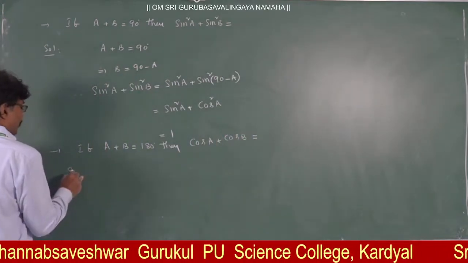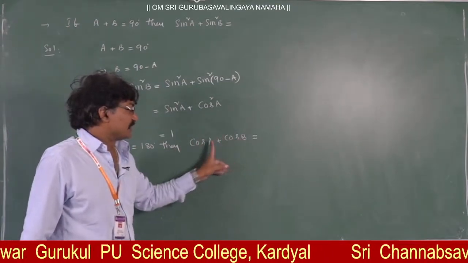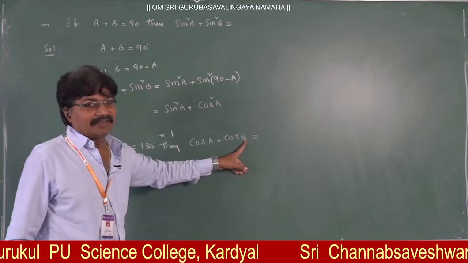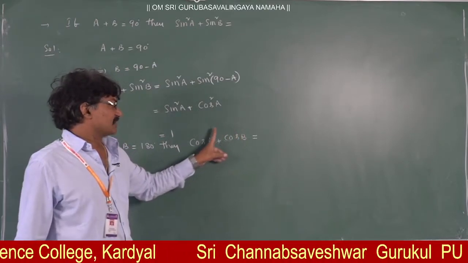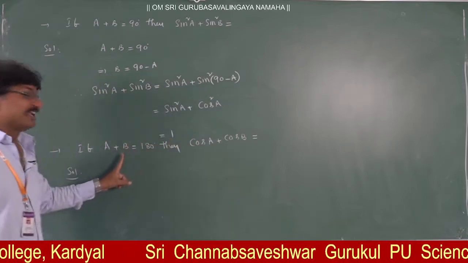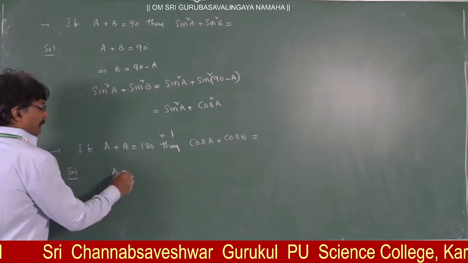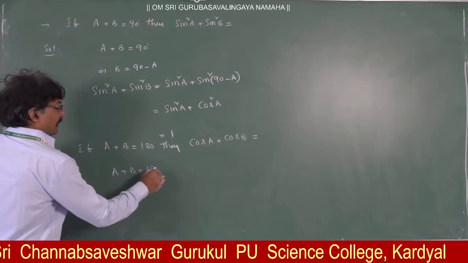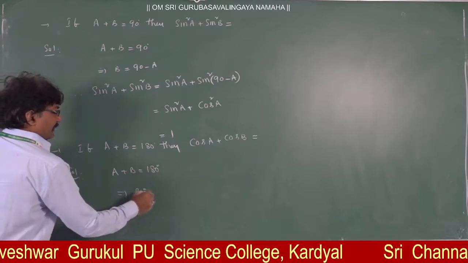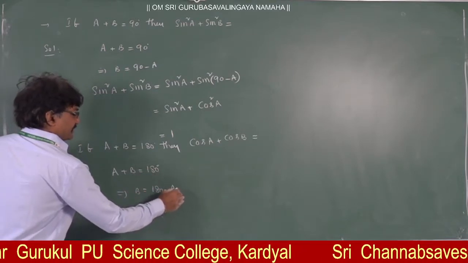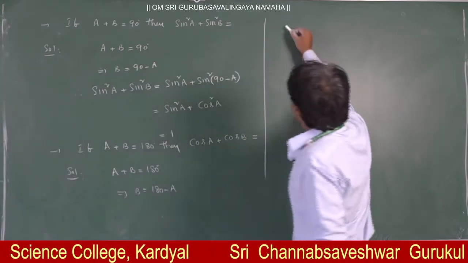Okay, so in all the cases, convert all functions in terms of the same angle. This is a, this is b. Convert b also in terms of a by using the given condition. Therefore, a plus b is equal to 180 degrees. That implies b is equal to 180 minus a. Therefore, what is our required value?